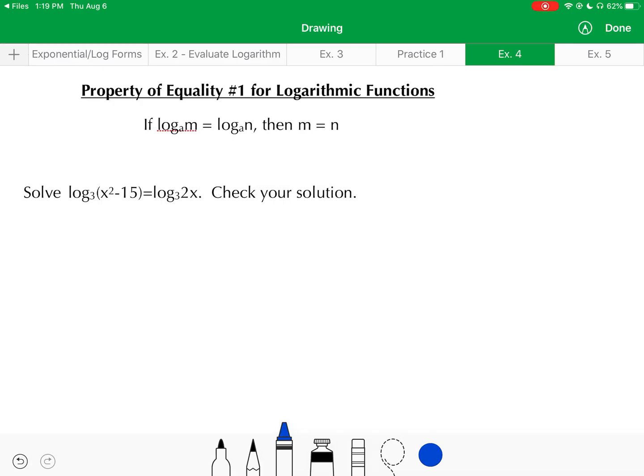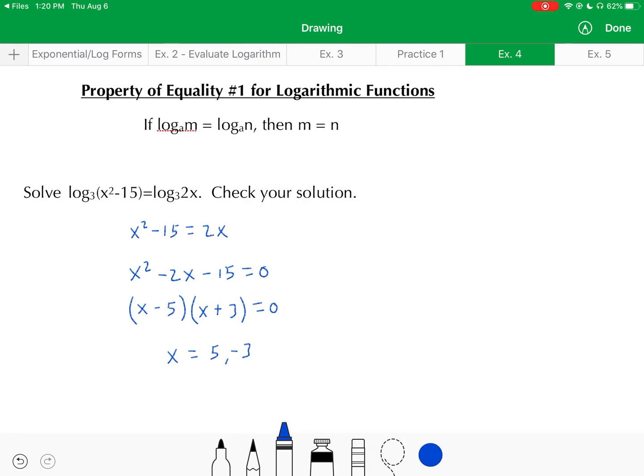I have log base 3 of x squared minus 15 equals log base 3 of 2x. So the fact that both of those logarithms have the same base of 3 means that x squared minus 15 can equal 2x. And then I have to solve this quadratic equation. All right. I can do so by factoring. This factors to x minus 5, x plus 3. So I end up with x equaling 5 and -3.